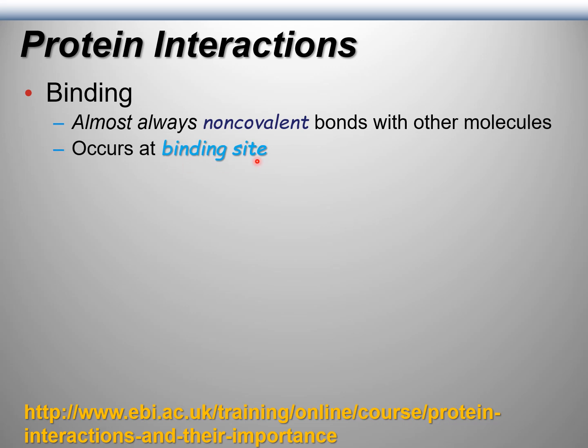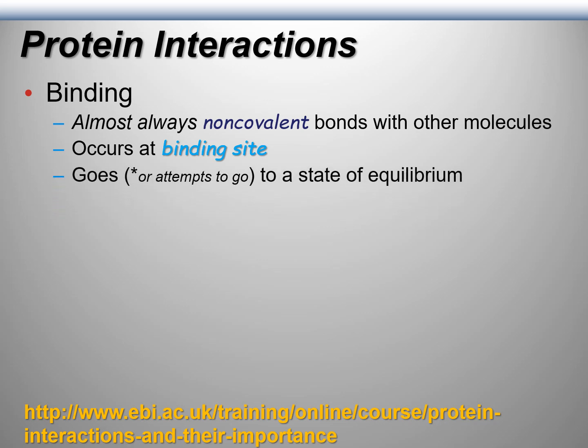Where those interactions occur, we call a binding site. A binding site is where that protein will interface or interact with another molecule, whether it's an endogenous molecule or even an exogenous molecule like a drug or pharmaceutical. This binding, because it's non-covalent, will attempt to go to what we call a state of equilibrium, where there is as much binding as unbinding. So the rate of binding and unbinding becomes equal. That's what we mean by equilibrium, that we are moving in both directions at relatively the same rate.